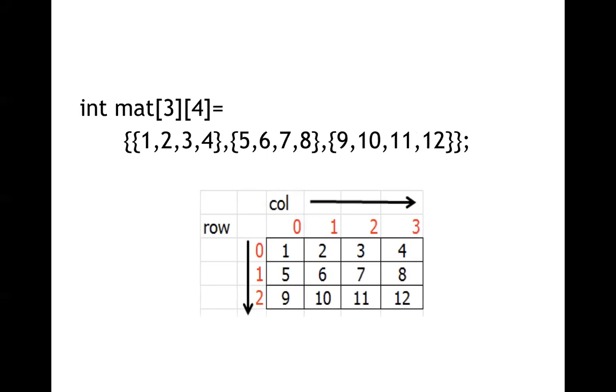So, let us consider a two-dimensional matrix, mat of 3, 4. This is my first row, this is my second row, this is my third row. So, 3 rows and 4 columns. This is how it gets placed here: the first row 1, 2, 3, 4, then the second row and the third row. And always the index starts from 0. So what is mat of 0, 0? It is going to be 1. So you have 3 rows, index 0 to 2, and 4 columns, index 0 to 3. That's how your matrix is stored.